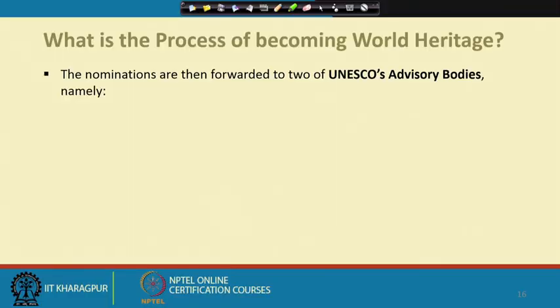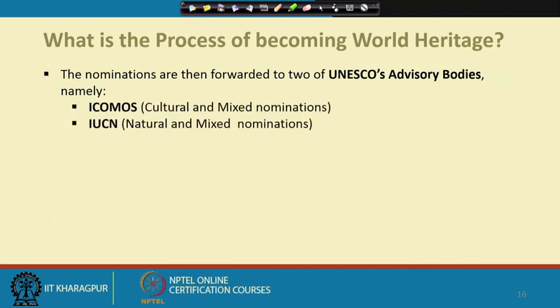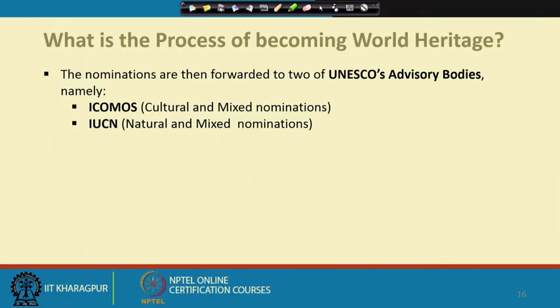The nominations are then forwarded to 2 of UNESCO's advisory bodies. Which are the 2? We have talked about that. One is ICOMOS, for cultural, an NGO voluntary organization of international importance. So, ICOMOS plays a very important role for cultural and mixed nominations, and IUCN considers natural and mixed nominations. These 2 organizations play an advisory role and an important role in the process of scrutiny and in helping the UNESCO World Heritage Committee come to a decision.